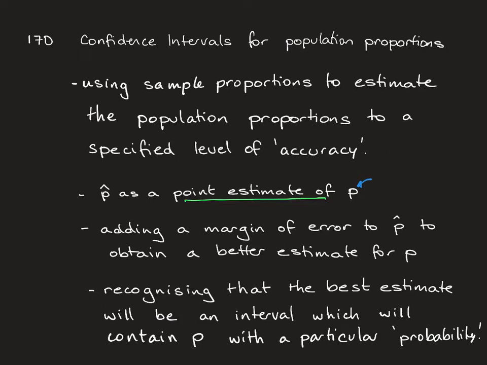And we can talk about how confident we are that the interval that we choose to use, the size of the interval that we choose to use, actually contains the population proportion in between our lower value for the interval and our upper value for the interval. So let's start with this idea of a point estimate.